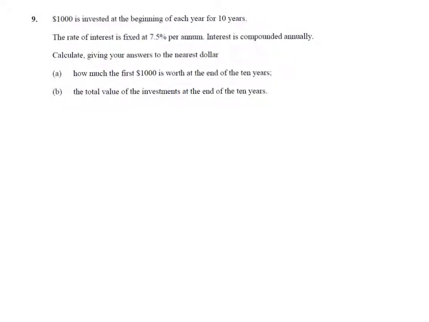I'm going to do the following exercise quickly. I have $1,000 invested at the beginning of each year for 10 years. If you think about it, I have $1,000 invested at the beginning, which means that at the end of that year I'm already going to have the benefit of this investment, which is 7.5%. I can calculate it: 7.5% of this is going to be $75. So at the end of the first year, I'm going to have $1,075. That's going to be my first element of the sequence.